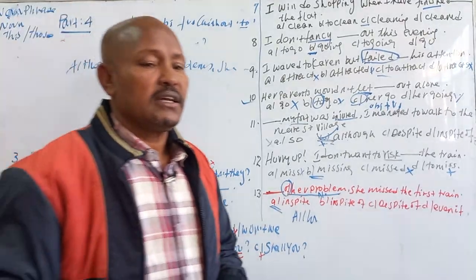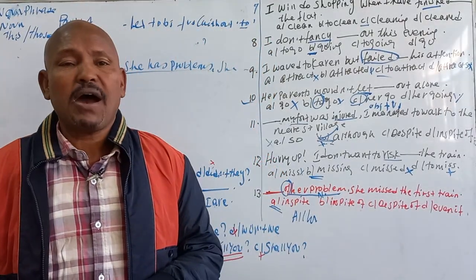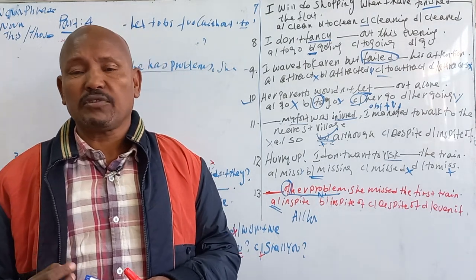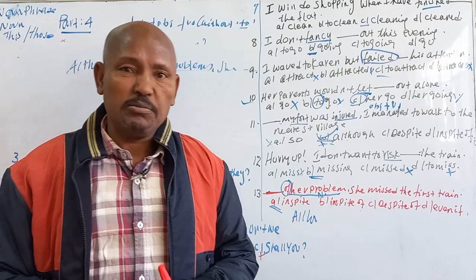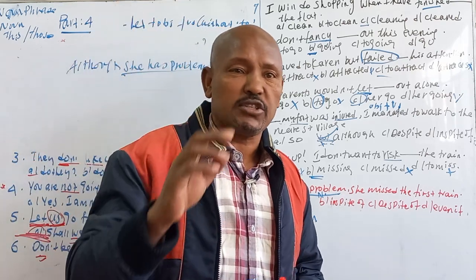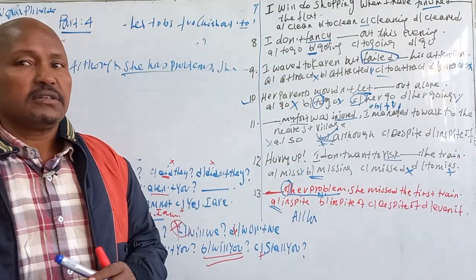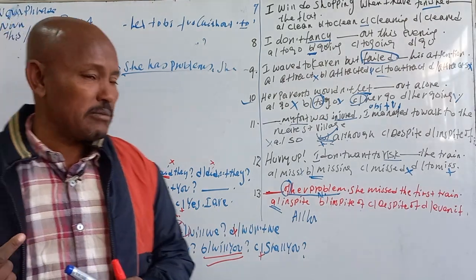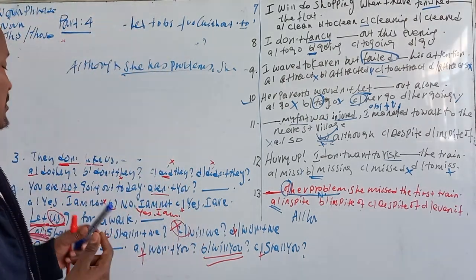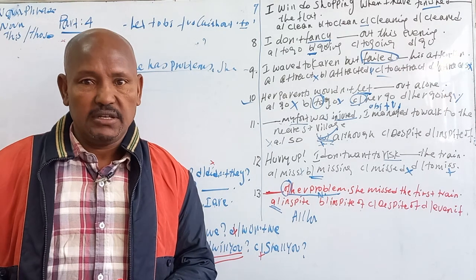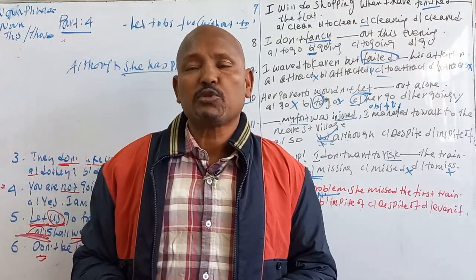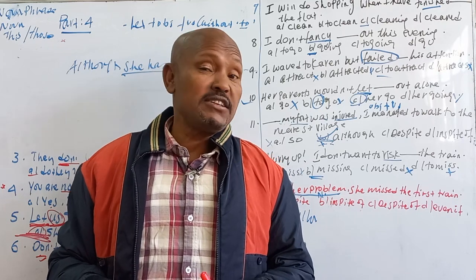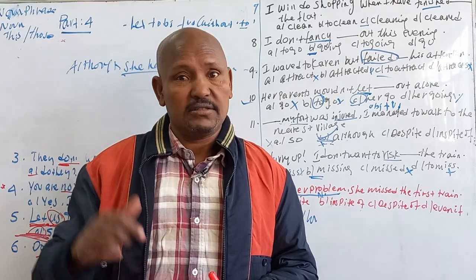This is the fourth part of the grade 12 English model lessons. As I told you before, the lesson focuses on verb patterns, adverbs, and sometimes target questions. Next time, we will try to see conditional tenses. Thank you.